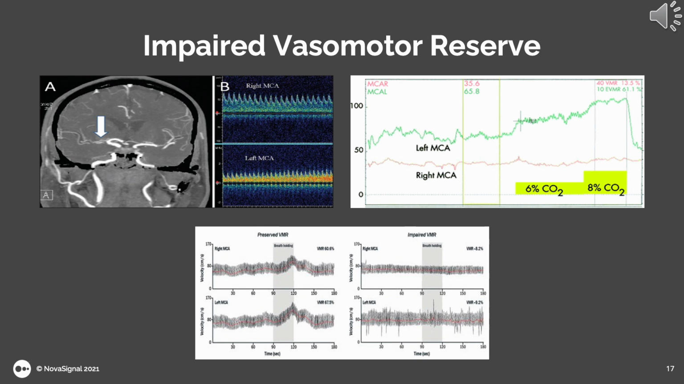The bottom image shows a healthy vasomotor reserve response in both MCAs on the right side of the image versus impaired vasomotor reserve in both MCAs on the left side of the image. So impaired vasomotor reserve is represented as a lack of dynamic change in the insonated vessels, often MCAs, in response to changes in CO2.